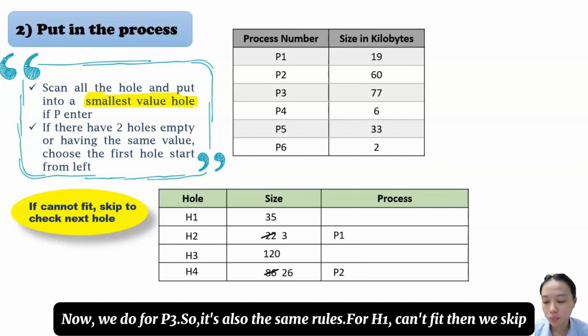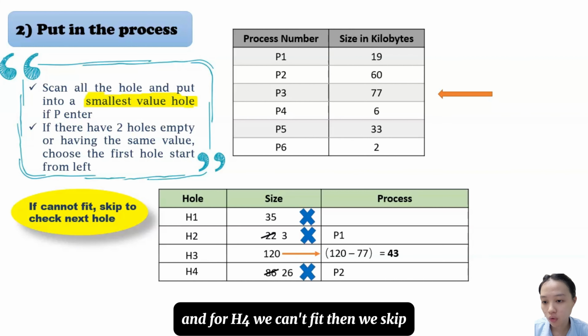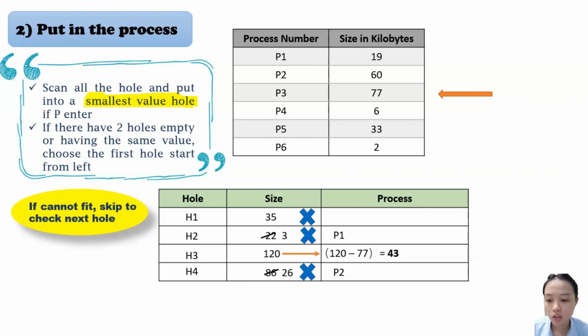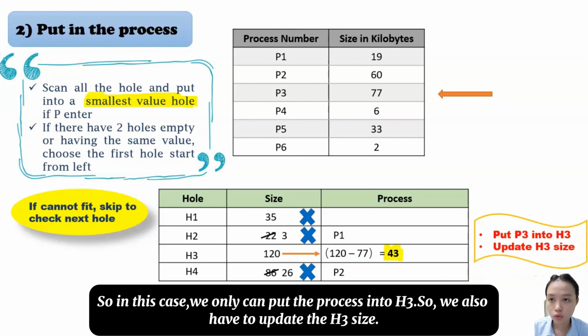Then now we do for P3. So it's also the same rules. For H1 cannot fit, then we skip. H2 also cannot fit, then we skip. For H3 can fit, then we use 120 minus 77, then we will get 43. And for H4, we cannot fit, then we skip. So in this case, we only can put the process into H3. So we have also to update the H3 size.